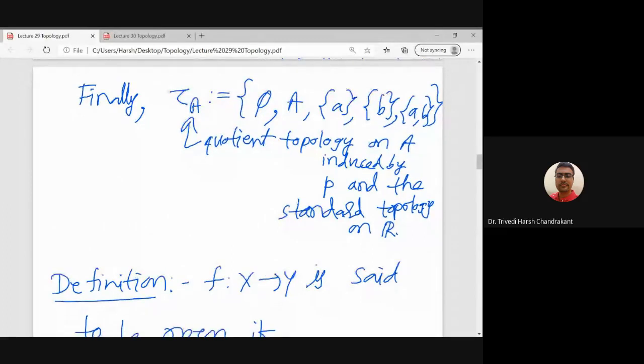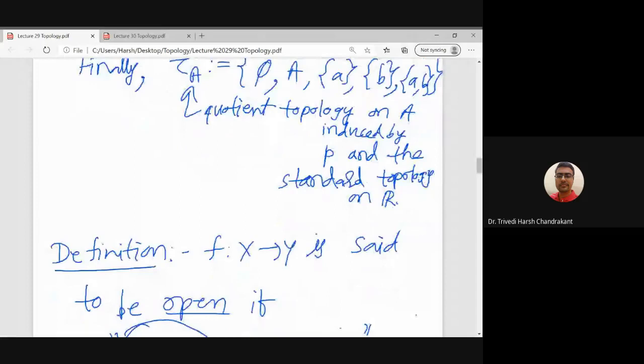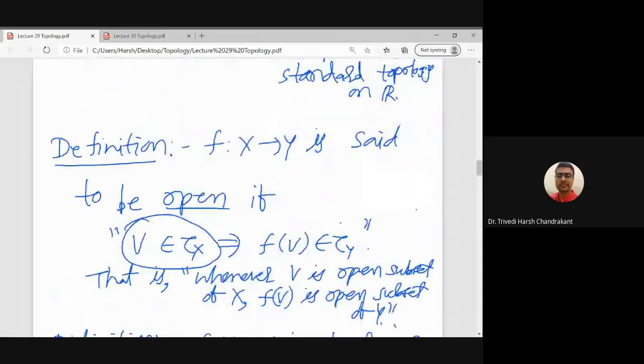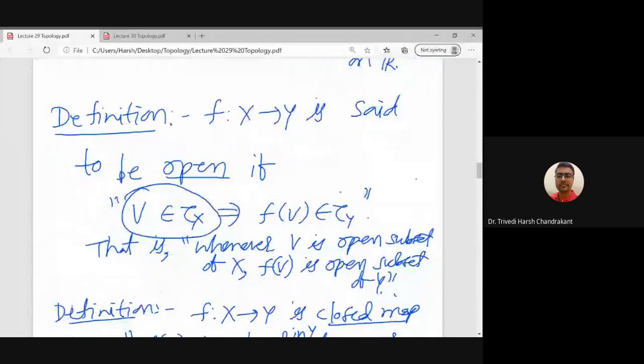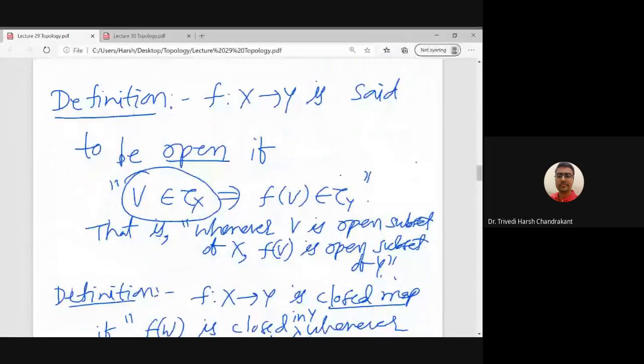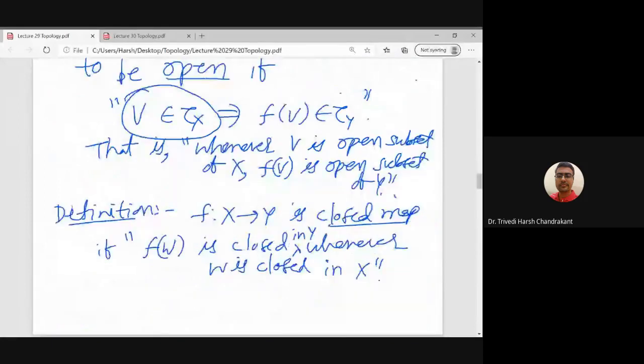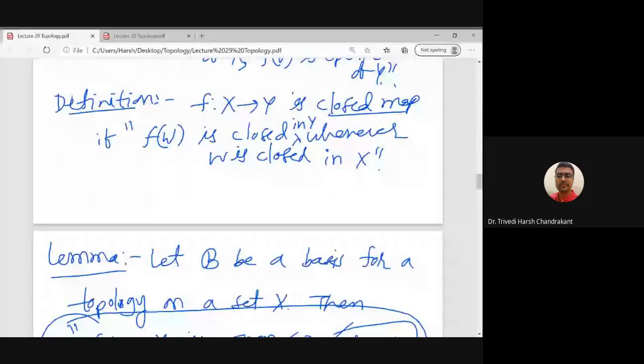Then we studied 2 main examples. One is open map and one is closed map. A function is open if the image of an open set is open. For a continuous function, we have the other condition, that the inverse image of an open set is open. But for a function to be an open map, we need the condition that the image of an open set is open. In the same way, the function will be closed if the image of a closed set is closed.